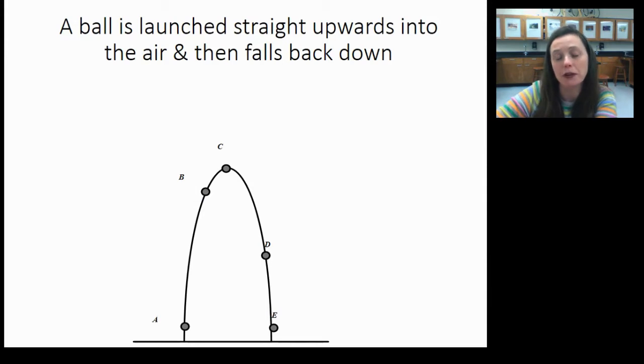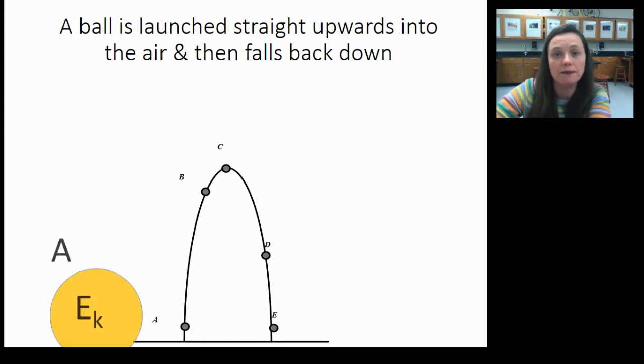Let's consider an example to review the conservation of energy, the forms of energy, and how we used our pie chart diagrams. In this example, a ball is launched straight up into the air and then falls back down to the ground. Let's consider what forms of energy it has at each of the 5 labeled points along its trajectory. We'll start with point A. This is at the ground level just after launch.